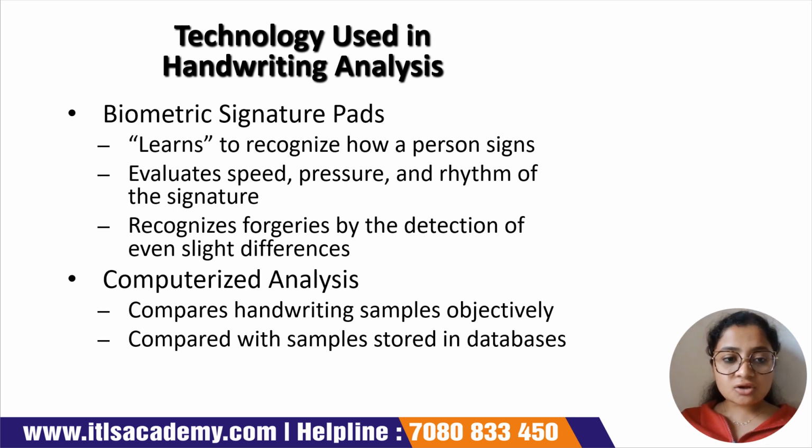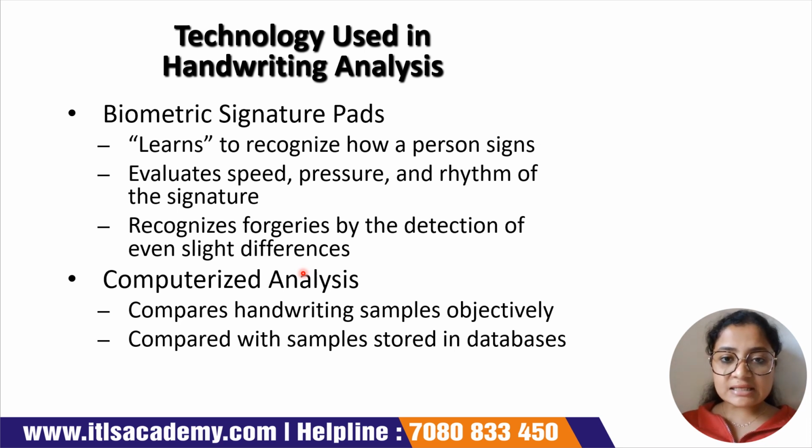Now there are various technologies that are used in handwriting analysis. Number one will be biometric signature pads, where we can learn to recognize how a person signs. It evaluates speed, pressure, and rhythm of the signature, and it recognizes forgeries by the detection of even slight differences. So these biometric signature pads will help you identify the criminal in a much shorter time, in a much easier way, because these small differences can be caught in the biometric pads.